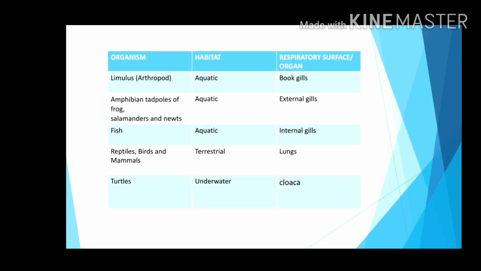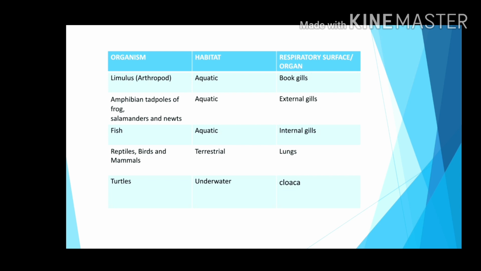Limulus have book gills. Tadpoles of frogs have external gills. Fish have internal gills, and mammals have lungs. Turtles, when they are underwater, do respiration with the help of the cloaca.